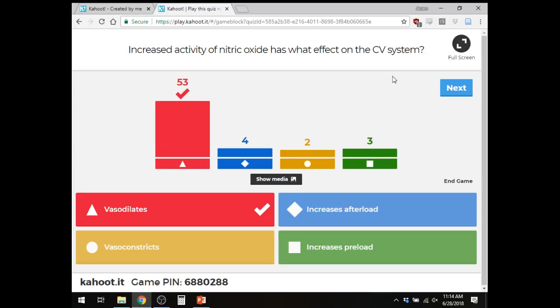So it would not vasoconstrict. And then in this case, if you have a relaxation of the vessels, what is that going to do to the afterload?